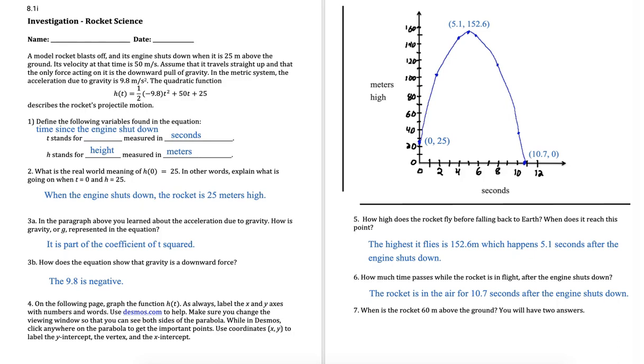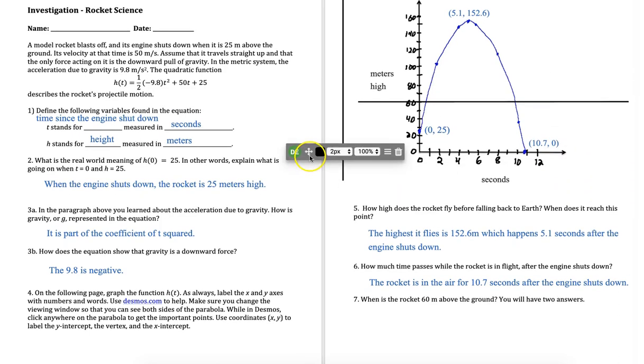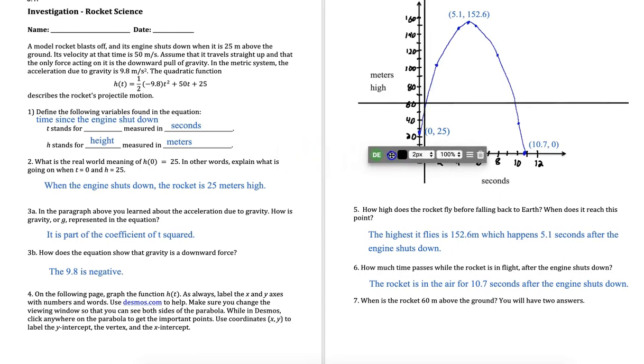And number 7, we're wondering when is the rocket 60 meters above the ground? And it points out that we're going to have 2 answers. And that's because the rocket will be 60 meters above the ground on its way up and 60 meters above the ground on the way down. I'm going to move this horizontal line up to 60 meters to help us locate where on the graph is 60 meters, as close as possible. And we're going to move the vertical line over to the point on the graph when the rocket is on its way up.